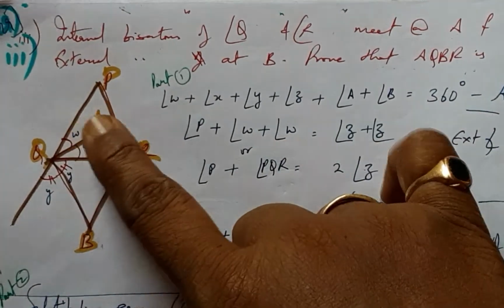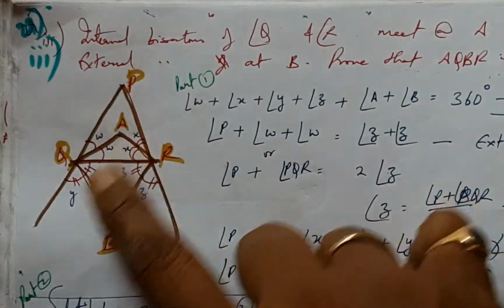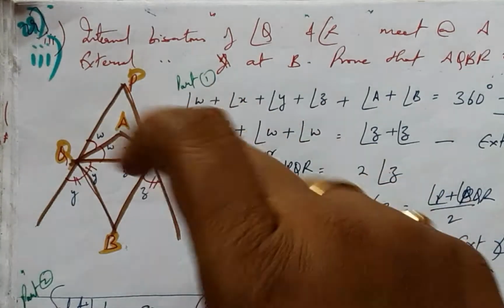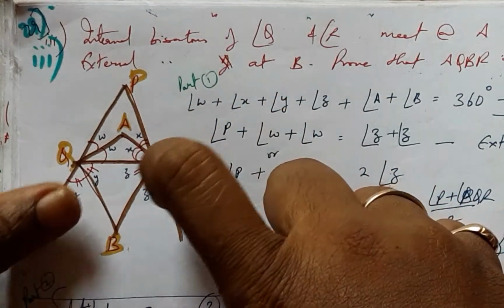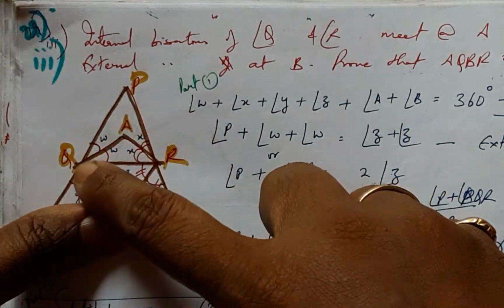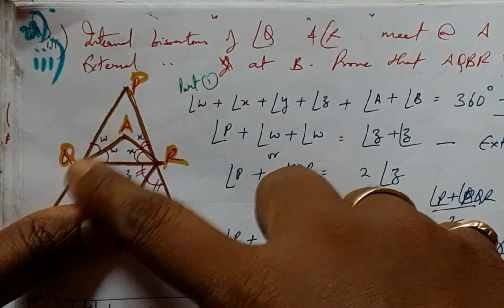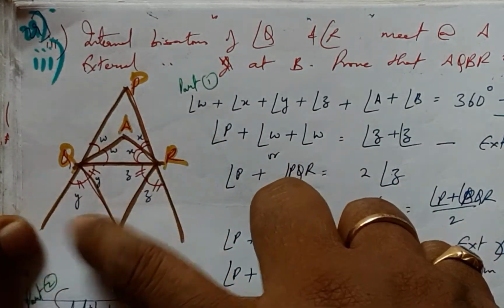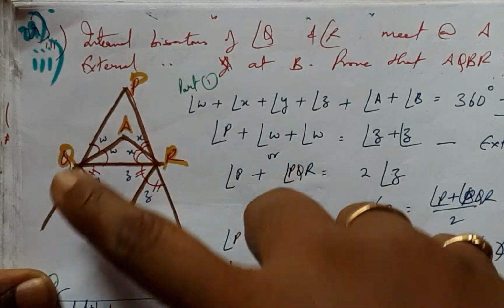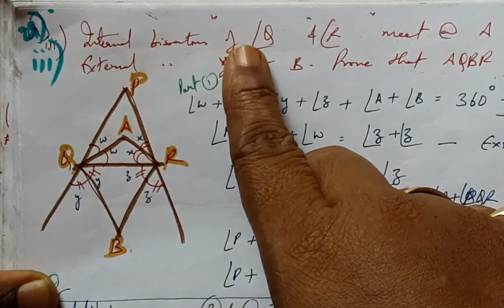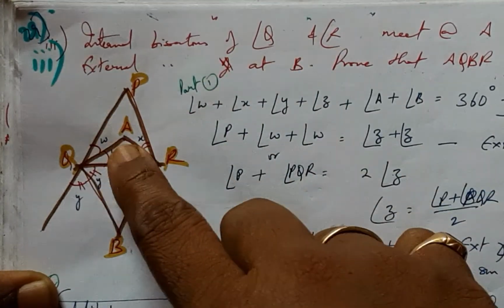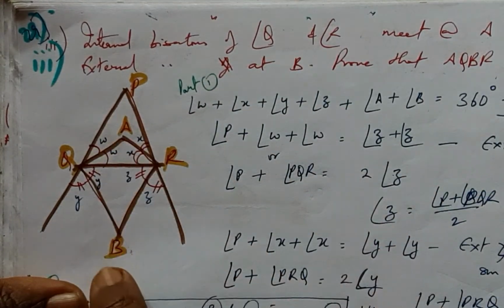This 29th problem, third bit, is a little clumsy problem, a lengthy one but very simple one. I will make it very simple for you. You see, in this triangle, the internal bisectors are QA and RA, and these are the external bisectors QB and RB. The internal bisectors of Q and R meet at A and the external ones meet at B.